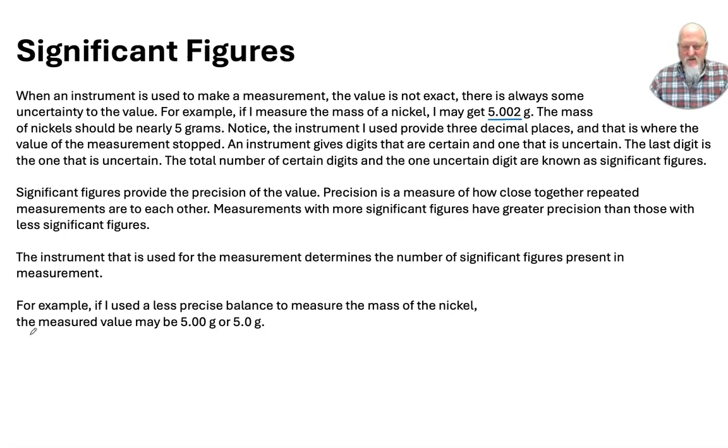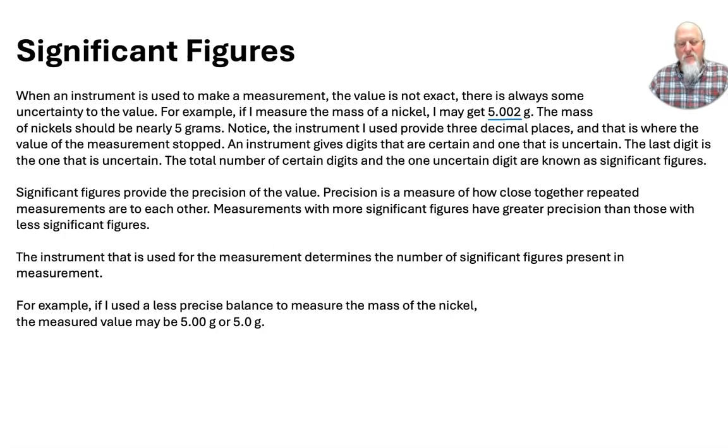What we need to recognize is that the last number the balance gives us isn't perfect. There's some error in that last number because my balance can only read to three decimals. There's actually more. It could be 5.0022 or 5.0026 or 5.0019 and more, right? So the decimals are infinite, but the instruments we use can only give us a certain number of decimals before it starts giving complete error.